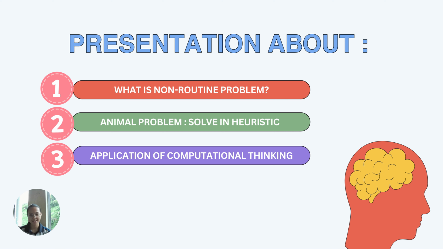First of all, let's see what this presentation will be about. The first one is what is a non-routine problem. In this subtopic, I will explain a little about the definition of non-routine problem. The second one is the problem that I will share, which is the animal problem that we will solve in heuristic. And the third one is the application of computational thinking in this problem.